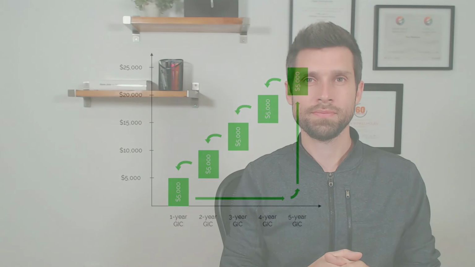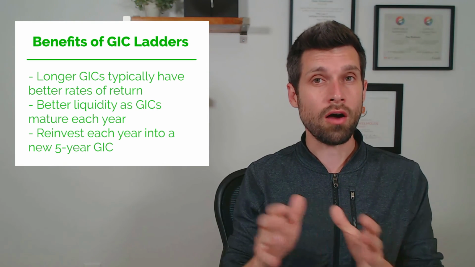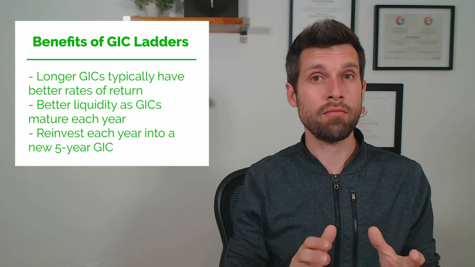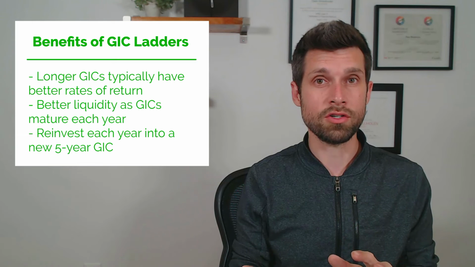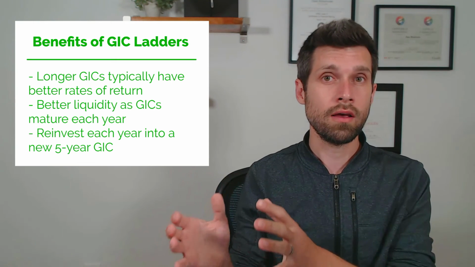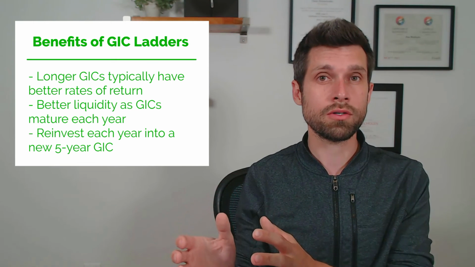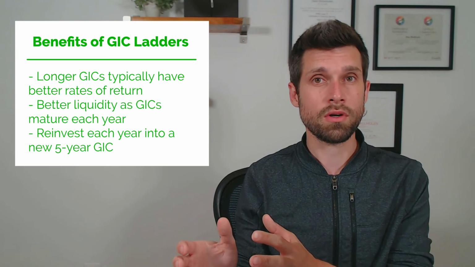Now there are a couple of advantages to investing in GICs with a 5-year GIC ladder. The first one is that longer GICs typically have better rates of return. So one of the benefits of investing in a 5-year GIC ladder is that a portion of that investment will be in a longer term GIC, getting a higher return.